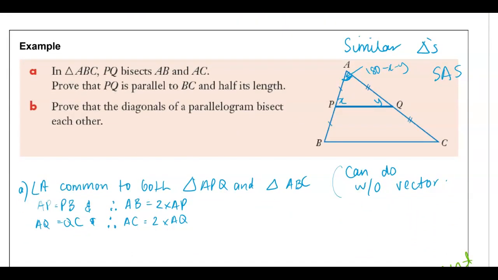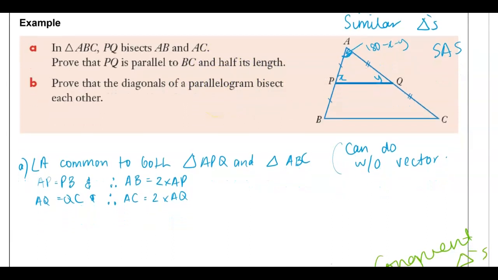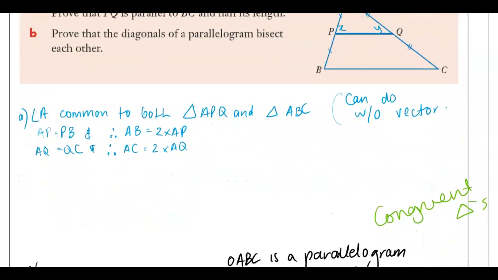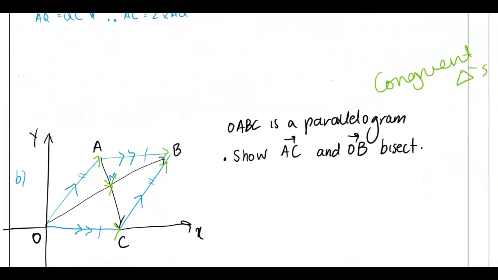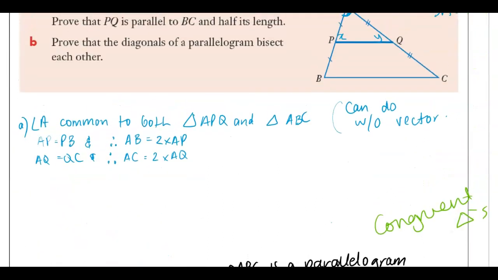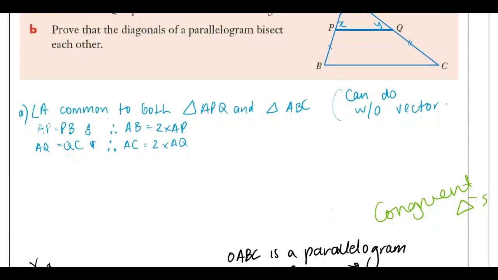Okay, it says in triangle ABC. Actually, no, I'm not going to look at this one now. I've used this one and I've looked at similar triangles. I'm going to come up with another method for this one because I think that this one's a lot easier to do without vectors. So let's jump to the next one here, which says prove that the diagonals of a parallelogram bisect each other. So we'll come back to A at another point, I think, because A is easier without vectors.